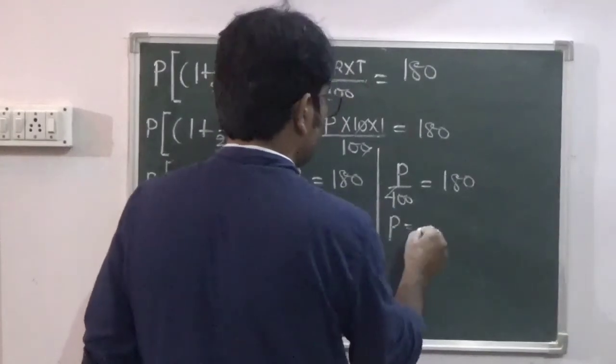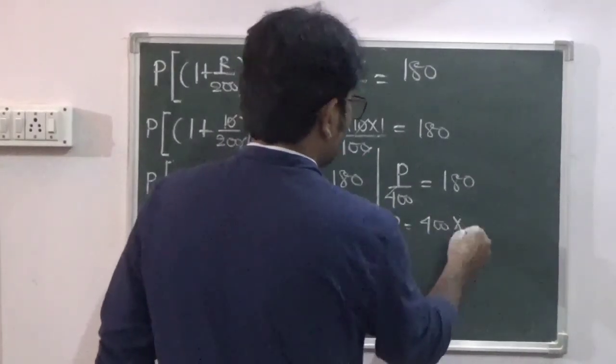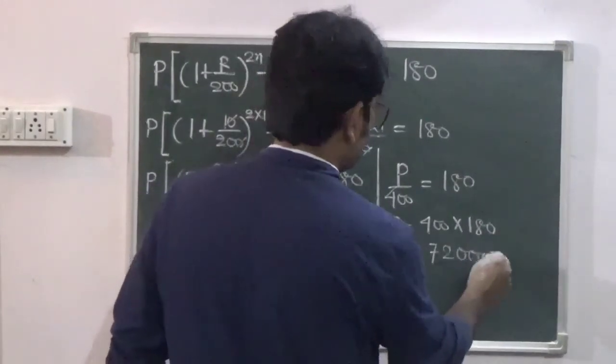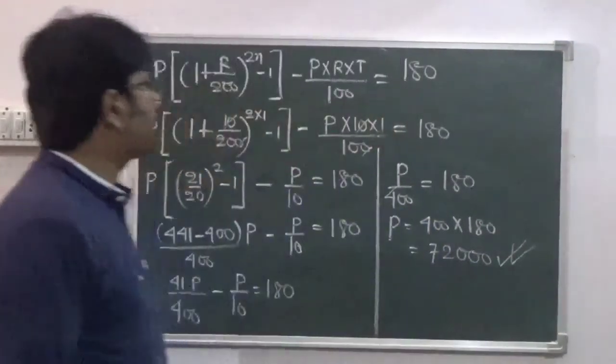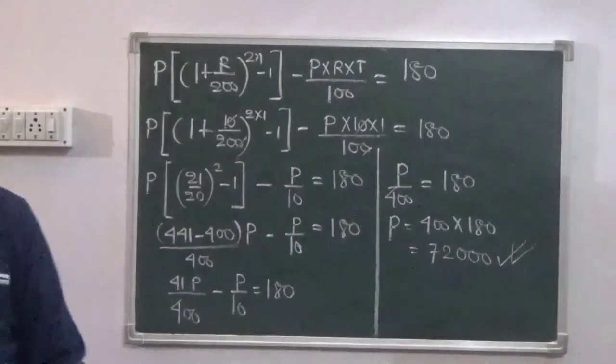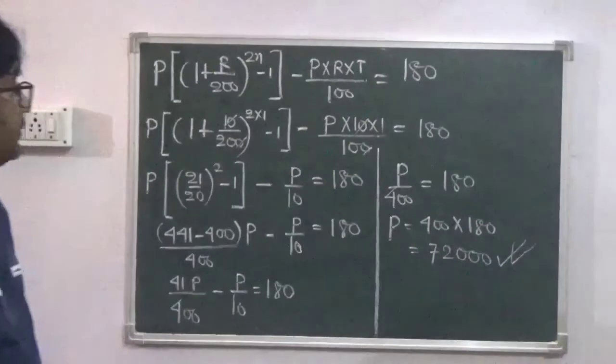So P equals 400 into 180, that is 72,000. So finally the principal comes to 72,000. So please have a look.